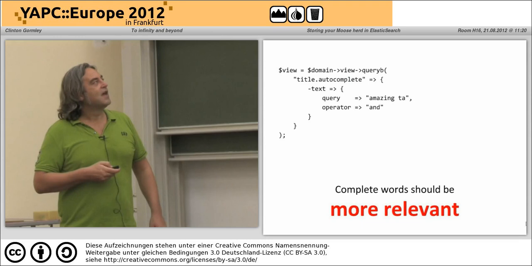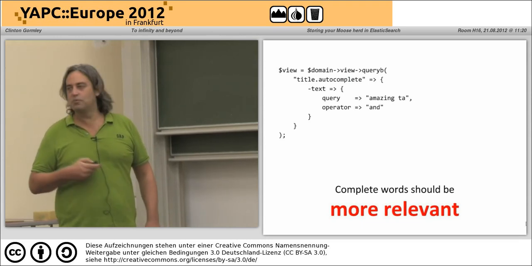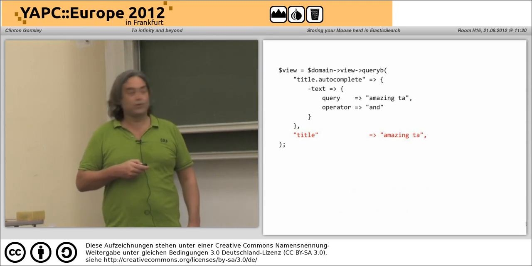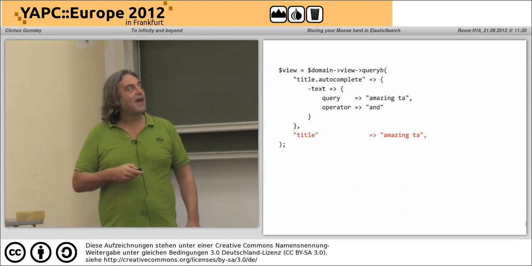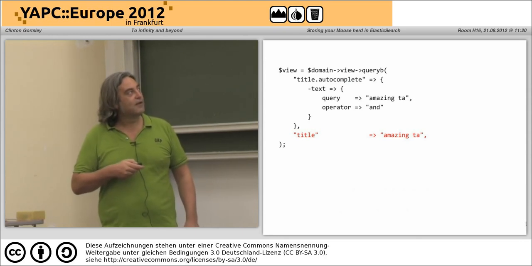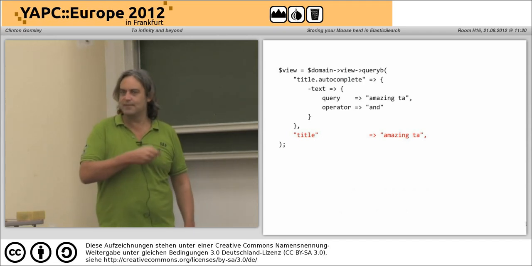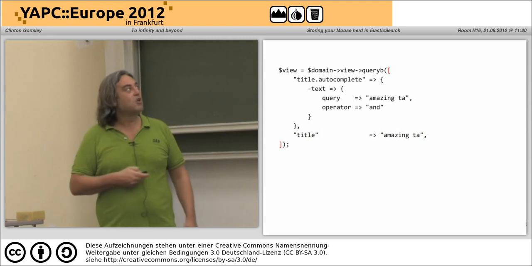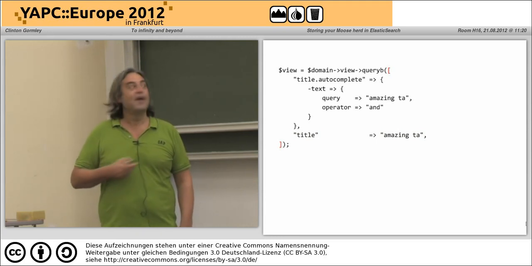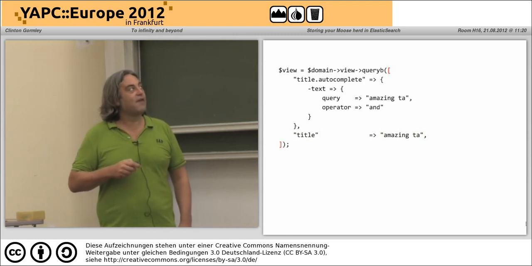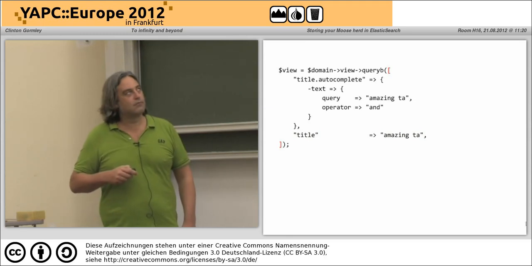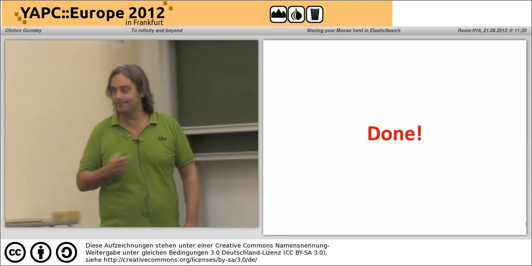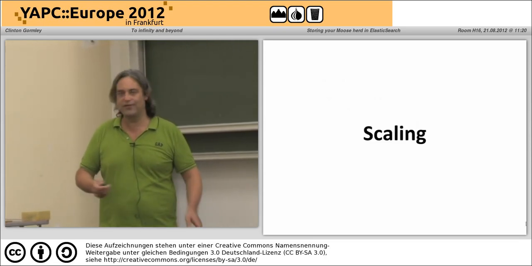Let's tweak it a bit further. Perhaps complete words like amazing should be considered more relevant than incomplete words. So we'll add a query against the title field, which, remember, just contains the tokens amazing and talk, and amazing will match. If any of you are familiar with SQL Abstract, it uses a similar kind of notation. These two clauses would be combined with AND. But if we wrap them in square brackets, they would be combined with OR. What that means for a query is that if both clauses match, the document will be considered more relevant than if just one of the clauses match. Okay, we're done. Our autocomplete query now works, and you can go out and use it.